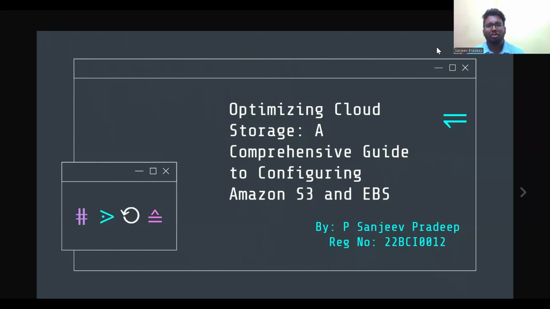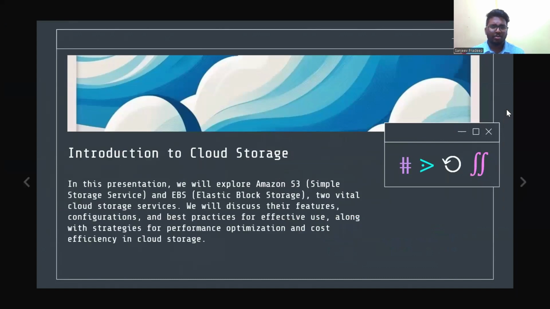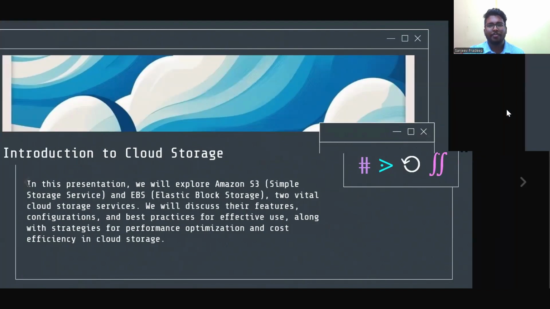I'm here to present on optimizing cloud storage, a comprehensive guide to configuring Amazon S3 and Amazon EBS services. In this presentation, we'll explore Amazon S3, which is Simple Storage Service, and Amazon EBS, which is Elastic Block Storage service. These are two vital storage services, and their configurations and strategies optimize our performance and the cost efficiency in cloud storage.